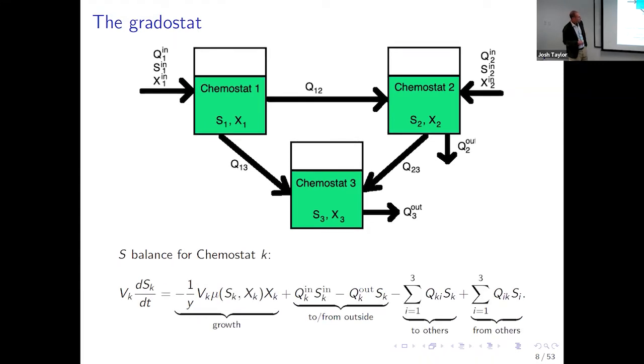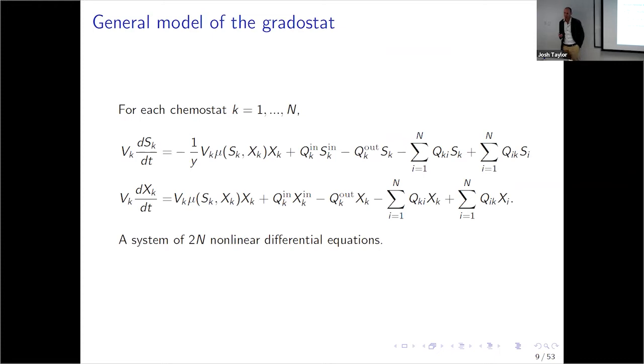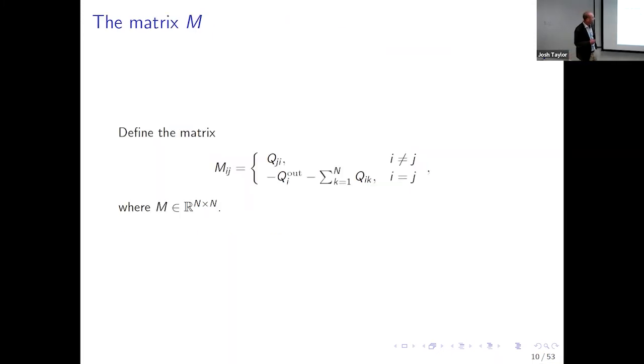And so we can write a general mass balance for the substrate in chemostat K, where we just sum over whatever's going in, or minus whatever's going out, plus whatever's going in. And if we write down similarly a set of the equations for the biomass as well, what we have is our complete model of the gradostat system. And it's a system of 2n nonlinear differential equations.